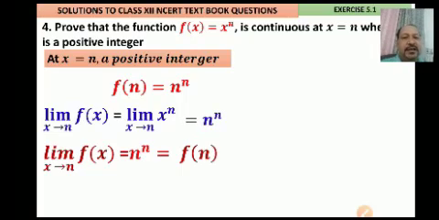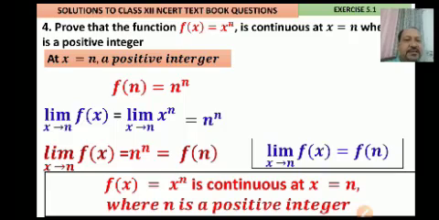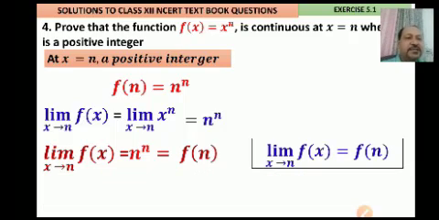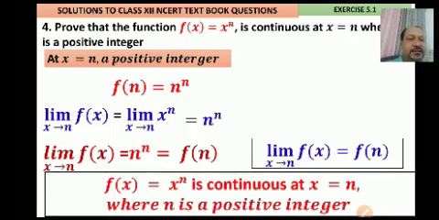Now limit x goes to n, f of x equal to n power n, which is also equal to the functional value at x equal to n. So f of x equal to x power n is continuous at x equal to n, where n is a positive integer.